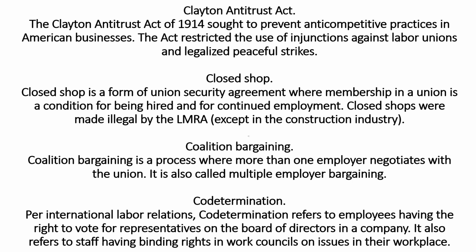Closed shops were made illegal by the NLRA, except in the construction industry. Coalition bargaining. Coalition bargaining is a process where more than one employer negotiates with the union. It is also called multiple employer bargaining. Codetermination. For international labor relations, codetermination refers to employees having the right to vote for representatives on the board of directors in a company. It also refers to staff having binding rights in work councils on issues in their workplace.